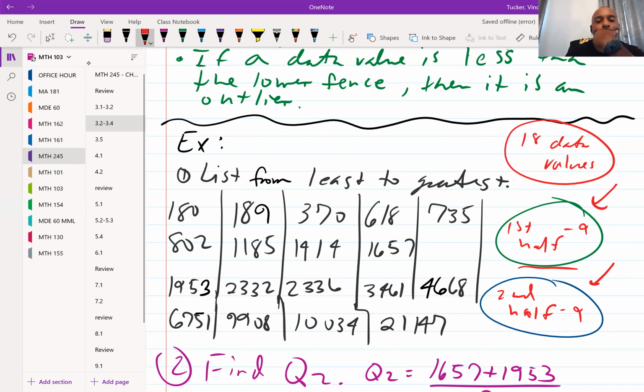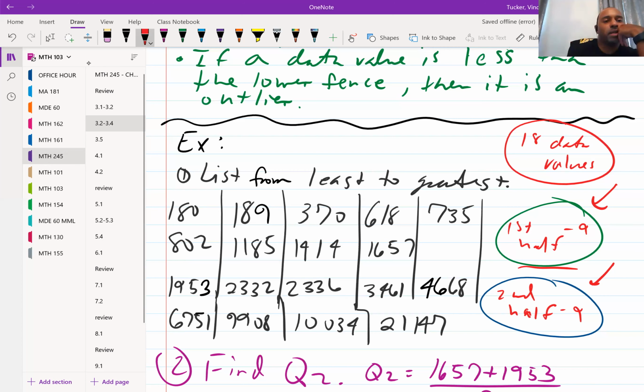All right. And those data values, 180, 189, 370, 618, 735, 802, 1185, 1414, 1657. Then in the second half of data, 1953, 2332, 2336, 3461, 4668, 6751, 9908, 10,034, 21,147.